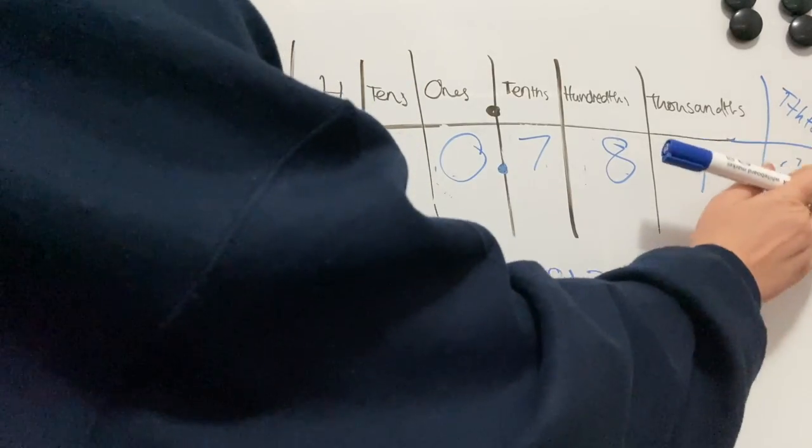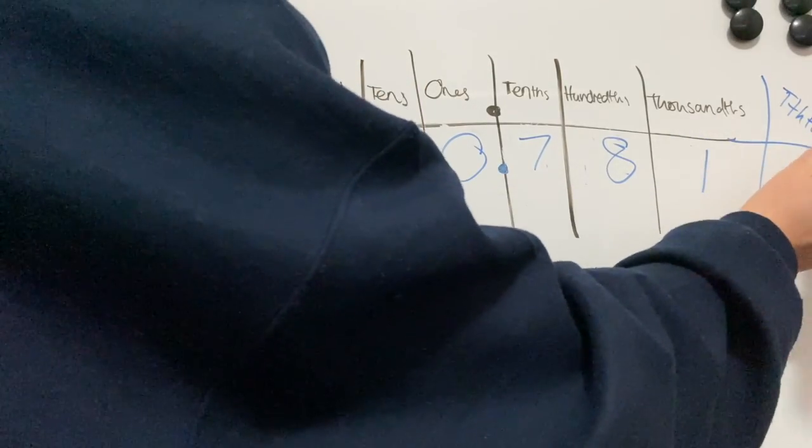My final one, I'm going to need a hundred-thousandths column, but you can't actually see that there. I'm going to have to redraw it.